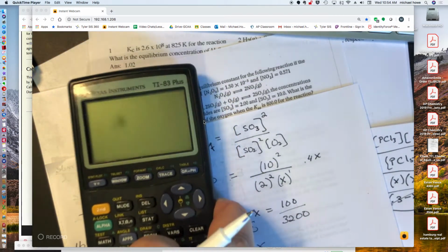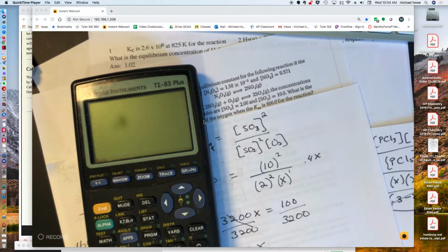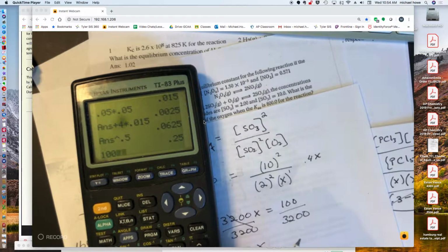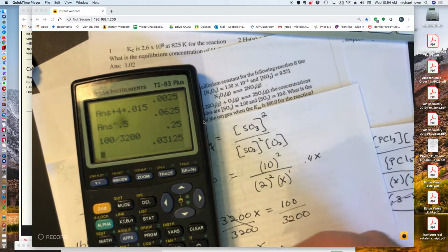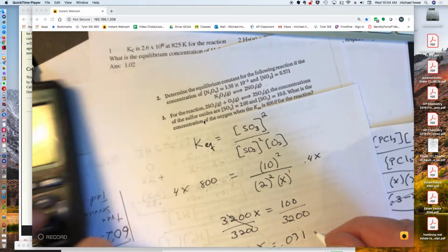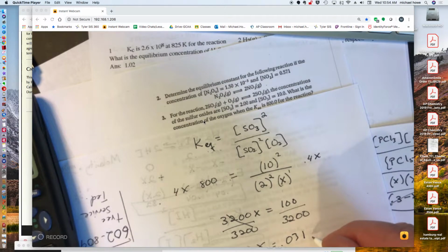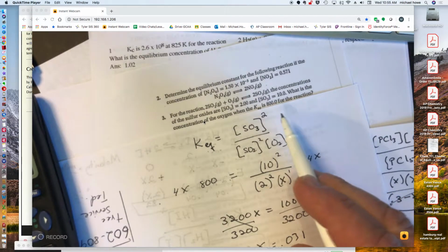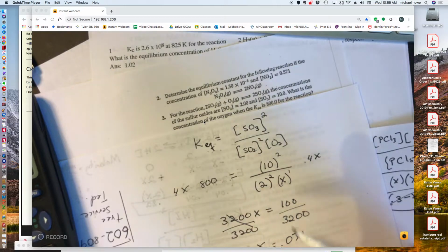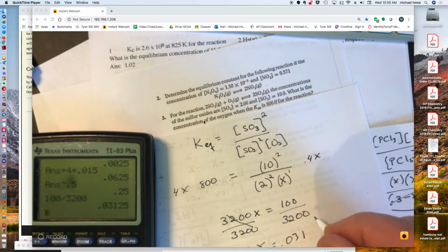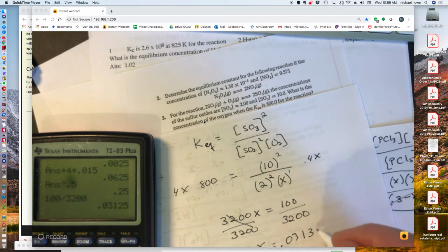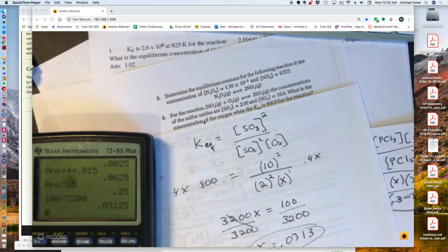Be sure you punch that in your calculator correctly. It'll be 100 divided by 3200. And that's 0.03125. And we'll just call it 0.0313 because there are 3 significant figures in this number and that number. Zeros in front are not significant. All right, so that's our answer to the first problem, and that's a review problem.